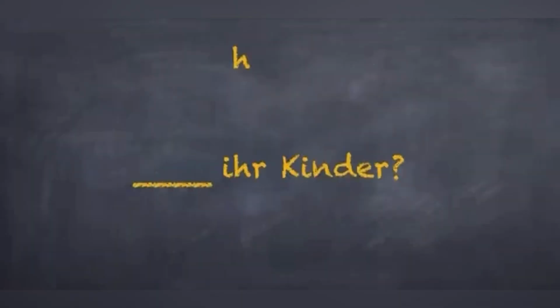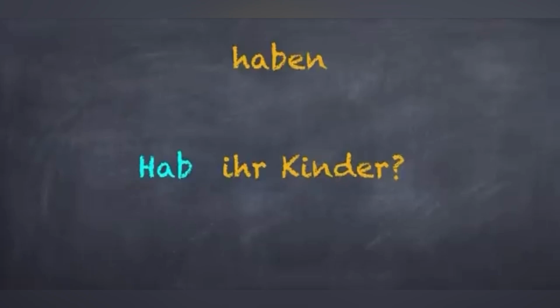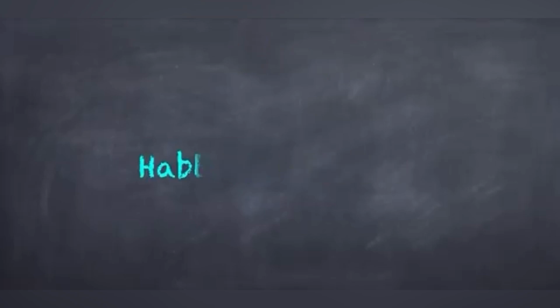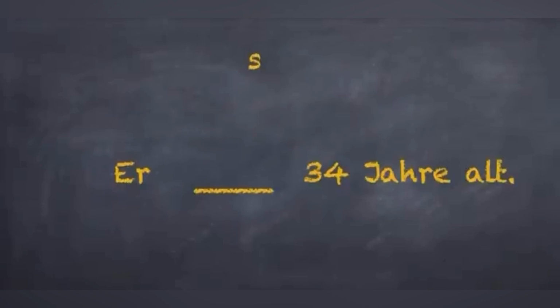Let's look at the second one. Here the verb is haben and the subject is ihr. Hence your answer should be Habt ihr Kinder? Let's move on to the third one. The verb is sein and the subject is er. So your answer should be Er ist.